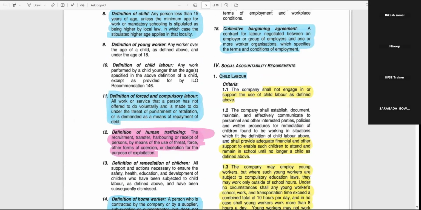Then collective bargaining agreement. Basically it is nothing but a contract for labor negotiated between an employer or group of employers and one or more worker organizations which specifies the terms and conditions of the employment. Basically, it is the unions that come up with the collective bargaining with the employers.